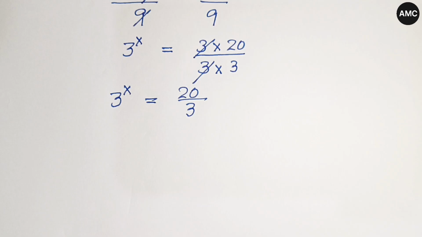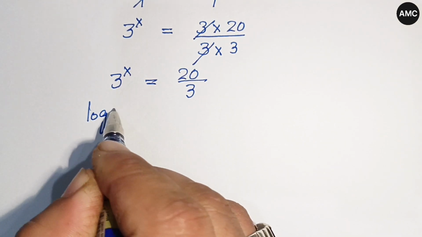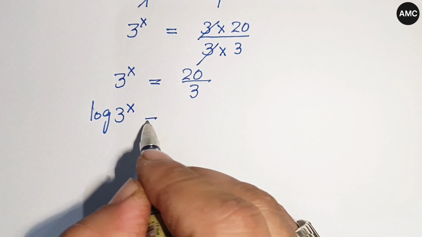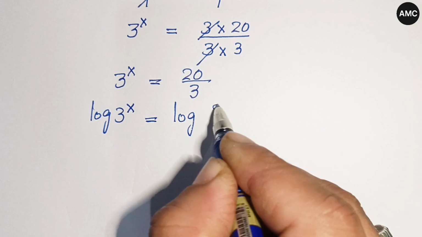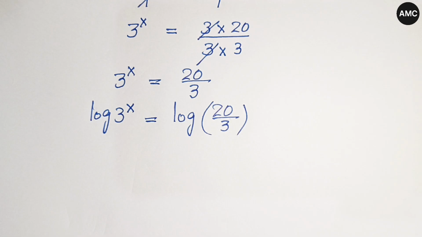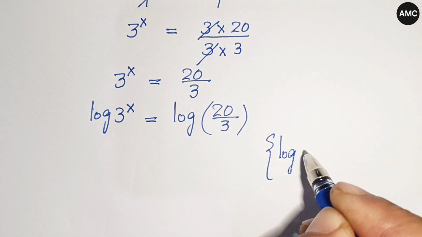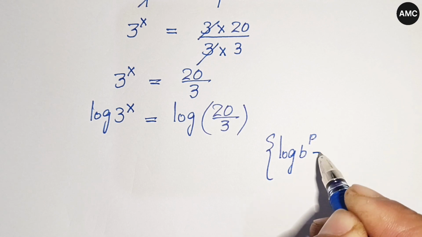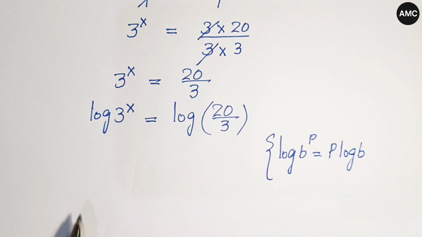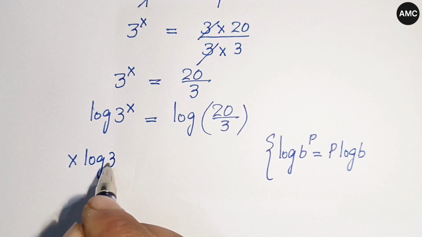Here we are going to take log on both hand sides. So log 3 to the power x is equal to log 20 over 3. Now using the logarithm power law, as we know that if we have log b to the power p, it is equal to p log b. So it will be written as x log 3.